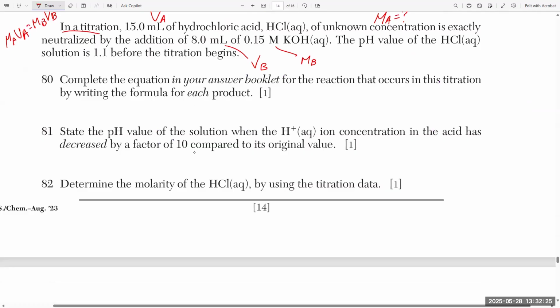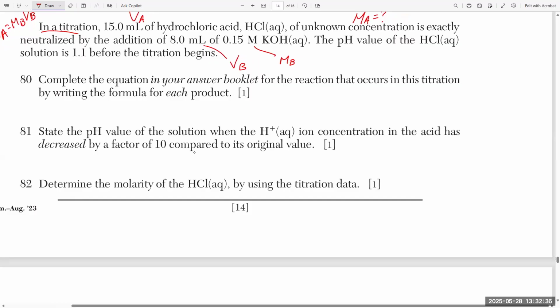State the pH value of the solution when the H plus ion concentration in the acid has decreased by a factor of 10 compared to its original value. Now, I kind of said this on the fly. I didn't have it literally in the PowerPoint. So I don't know how many of you actually wrote it down, but log of 10, sorry, I wrote it wrong.